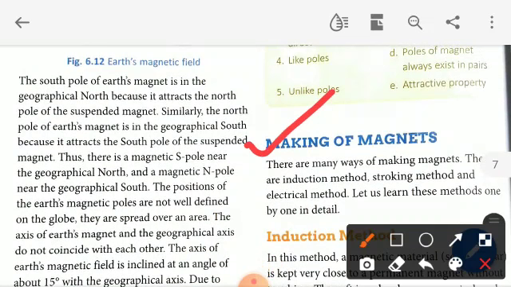These are the induction method, stroking method and electrical method. Let us learn these methods one by one in detail. So first we take the induction method. Here it is written as induction method. What happens in this method?